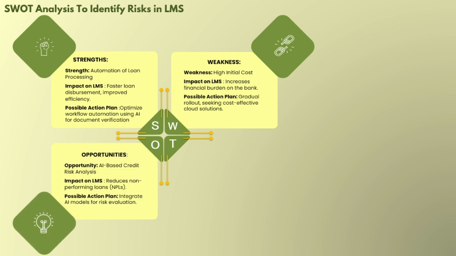Next are opportunities. Here the opportunity is AI-based credit risk analysis. The impact: reduced non-performing loans, meaning the non-performing loans may get reduced if we apply this AI-based credit risk analysis. Possible action: integrate an AI model for risk evaluation, because for someone who is not able to repay the loan, if we eliminate such a customer very early, then definitely it reduces the risk.